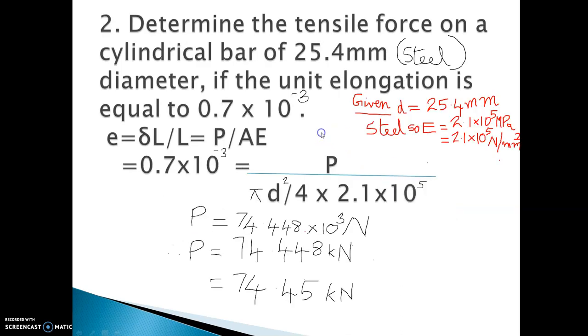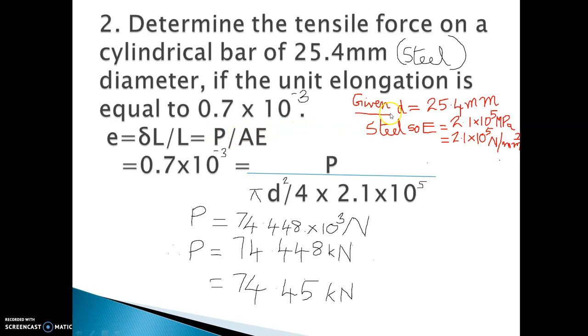Next question is: determine the tensile force on a cylindrical steel bar of 25.4 millimeter diameter if the unit elongation is equal to 0.7 into 10 raised to minus 3. Unit elongation means elongation per unit length, that is delta L by L, given as 0.7 into 10 raised to minus 3. Unit elongation or strain is a unitless quantity. So you can write strain is equal to delta L by L, which is equal to P by AE. You have got this from the equation delta L equal to PL by AE.